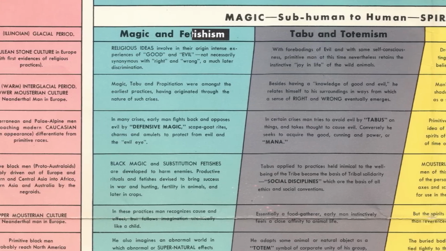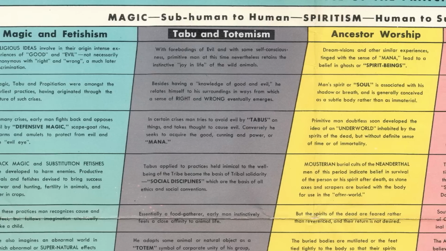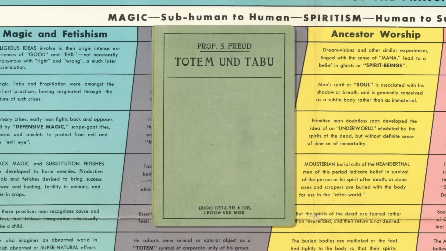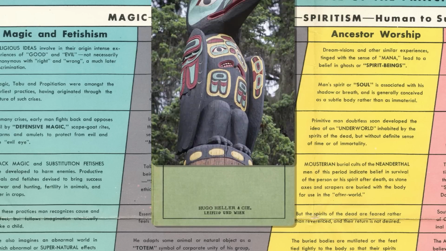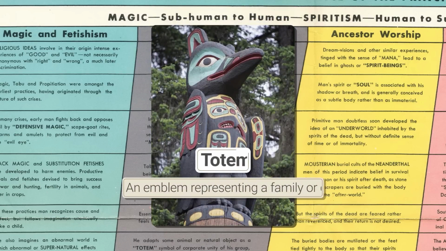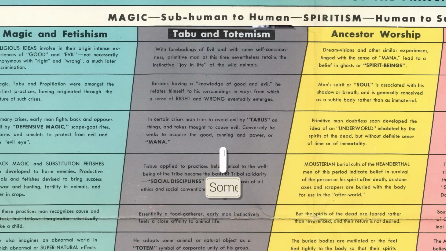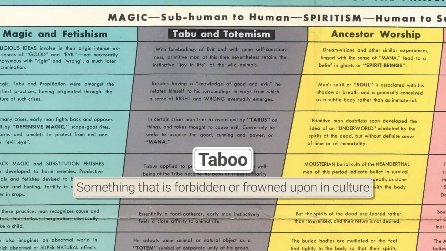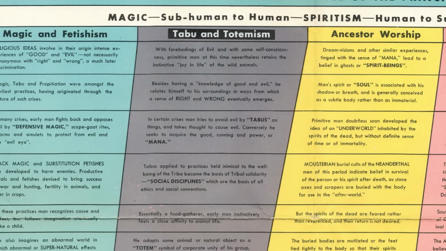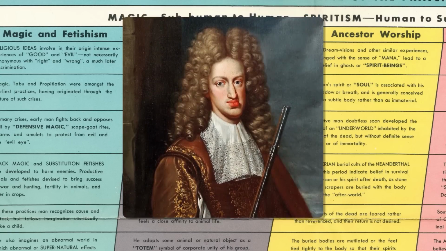Okay, the next column is taboo and totemism, a pairing that is probably based on this book by Sigmund Freud. You've likely heard of totem poles. Well, a totem is simply an emblem, often an animal, that is used to represent a certain family or clan. A taboo is something that is forbidden, or at least severely frowned upon within a human culture. One of the taboos that virtually all human societies have, for very good reason, is a taboo against incest.